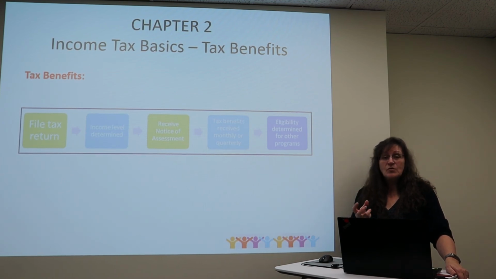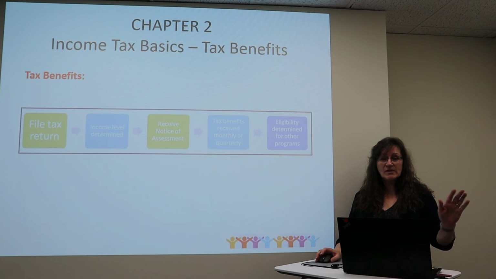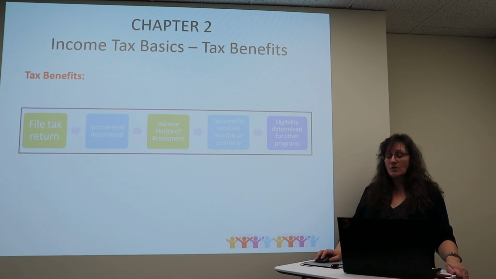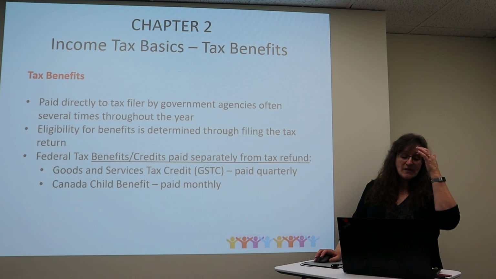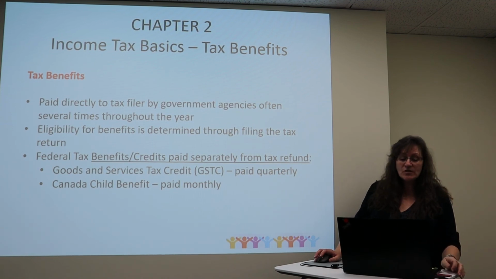That may then mean that those individuals are also going to be able to get various different tax benefits paid quarterly or monthly, depending on the situation. But it also can mean that there are other programs that they might be eligible for where there's separate applications needed in order to qualify. So the tax benefits that are paid directly by the government agencies that may come multiple times during the year that are simply because the return has been filed include the federal benefits in the form of the goods and services or the GST tax credit, which is paid quarterly, and the Canada Child Benefit that is paid monthly.